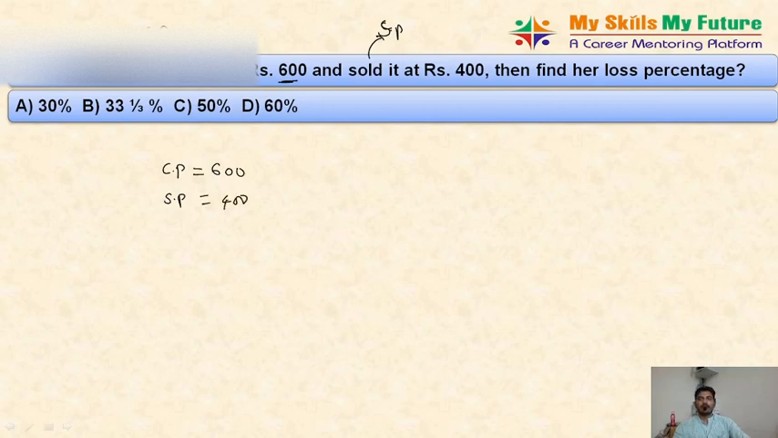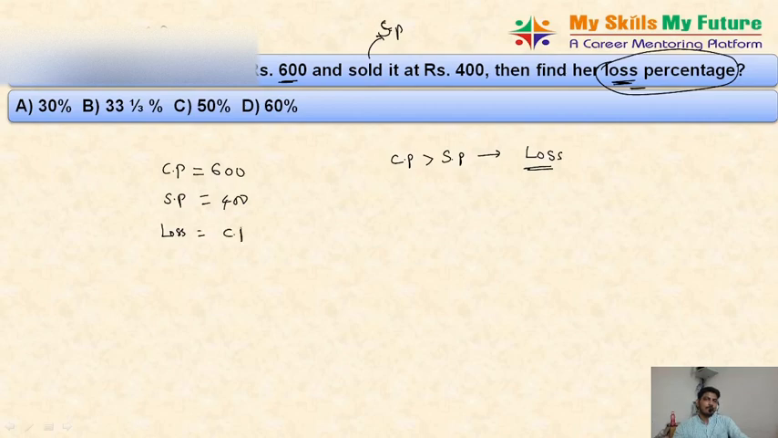Then find her loss percentage. In the question he directly mentioned to find the loss percentage. Why is he mentioning the loss percentage? Because here the cost price is greater than the selling price. I already told that when cost price is greater than the selling price, then you definitely get a loss in the transaction. So what is the loss here? Loss equals cost price minus selling price, that is 600 minus 400, which equals 200. So here I am getting a loss of 200.